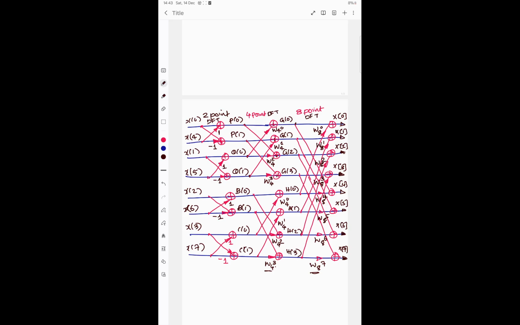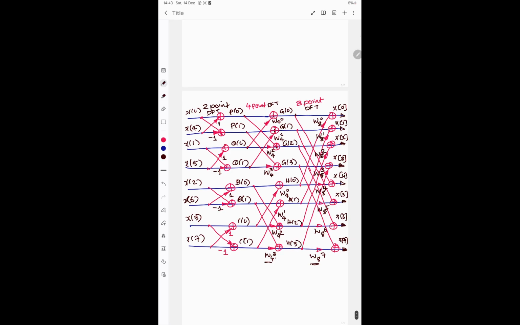These coefficients, W4 to the power 0, W8 to the power 0, are basically called the twiddle factors. You can find the values of the twiddle factors for each of these N-point DFTs directly from the standard table. A standard table is available, so you can use it and get the corresponding values.